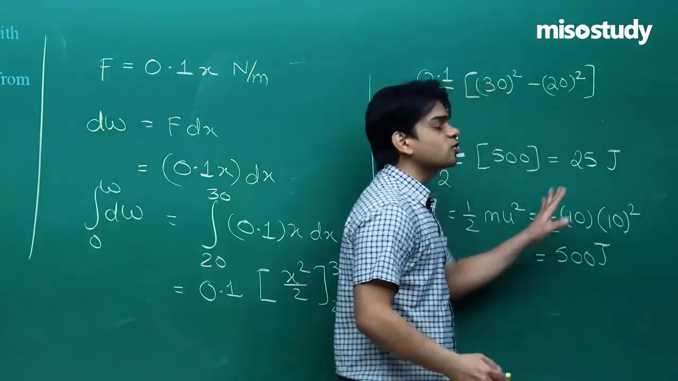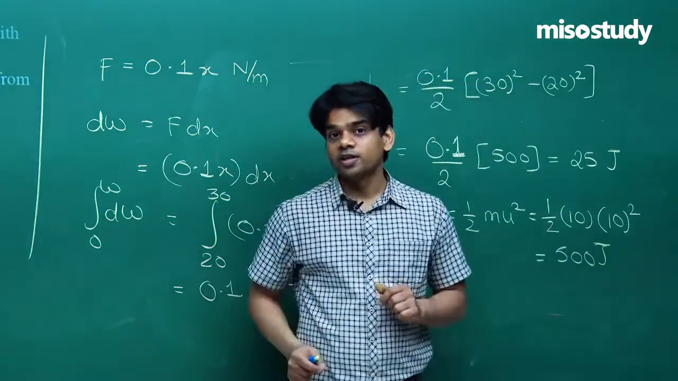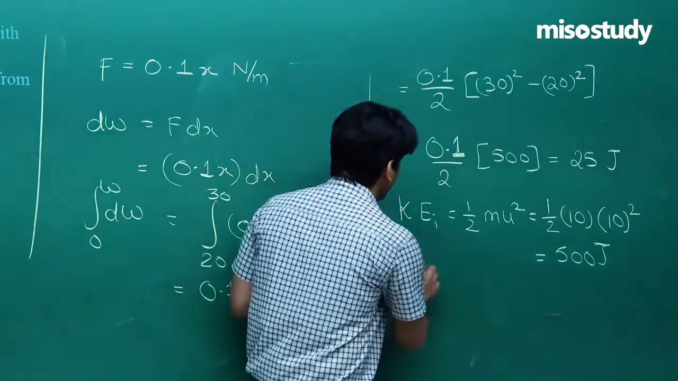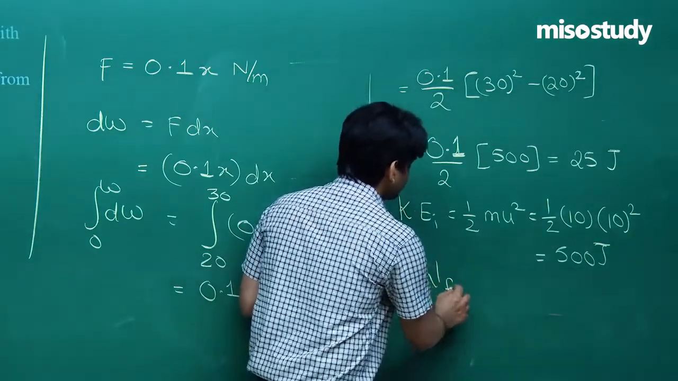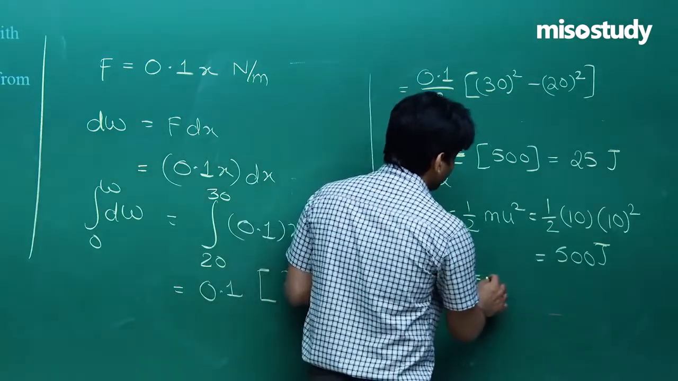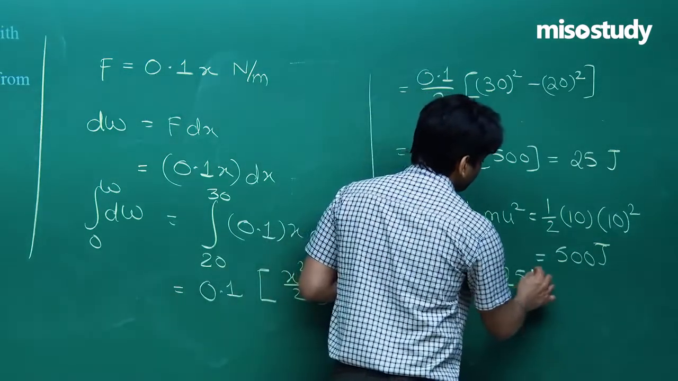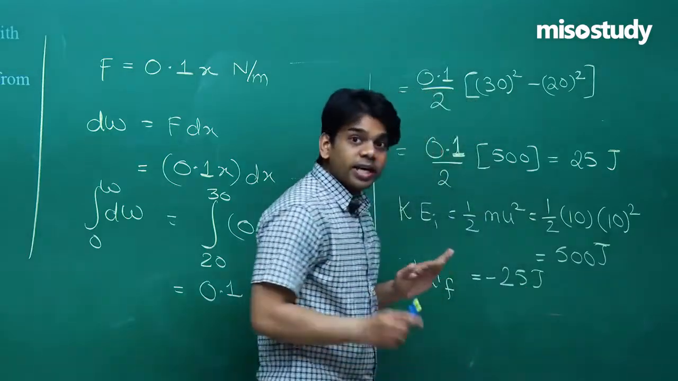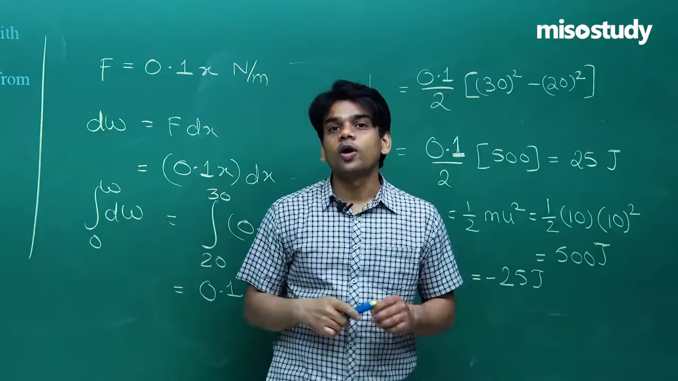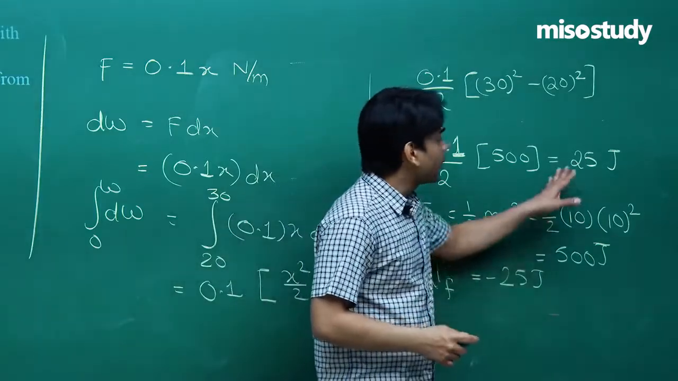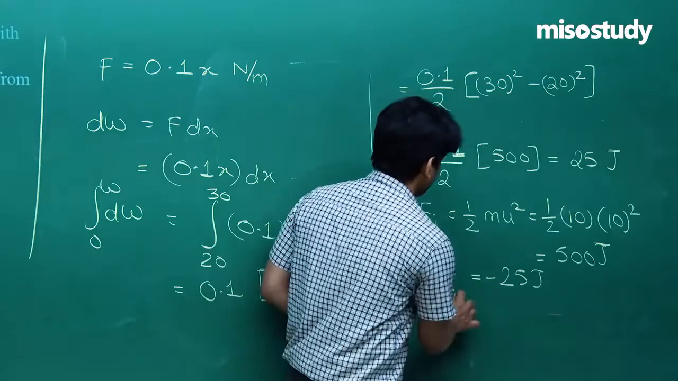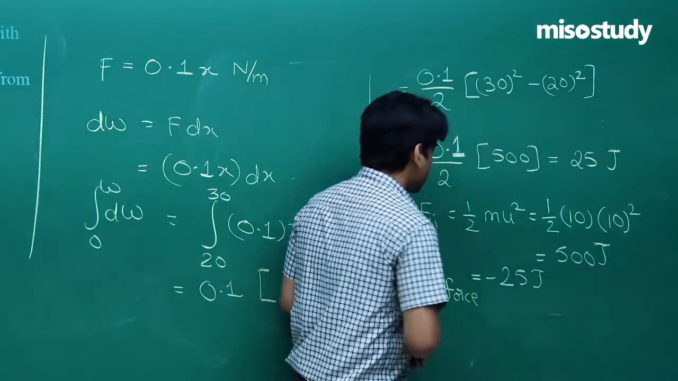Now I have shown that this work is positive, but it's a retarding force. It's going to do negative work on the body. So the work done by the force will actually be negative, and it will be minus 25 joule. The force is retarding. Either you can write this as minus 0.1x and then find the work done, you will get the same work done, that is minus 25 joules. So we got the work done by the force as minus 25 joule.